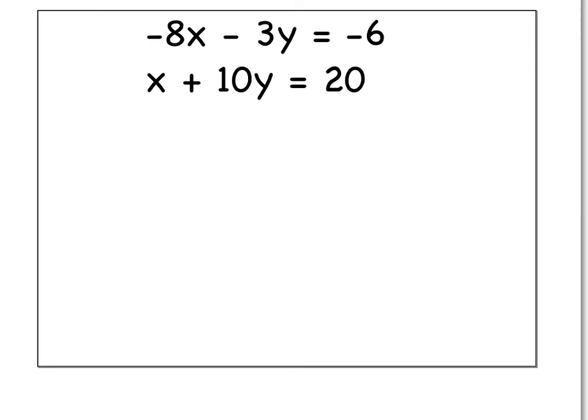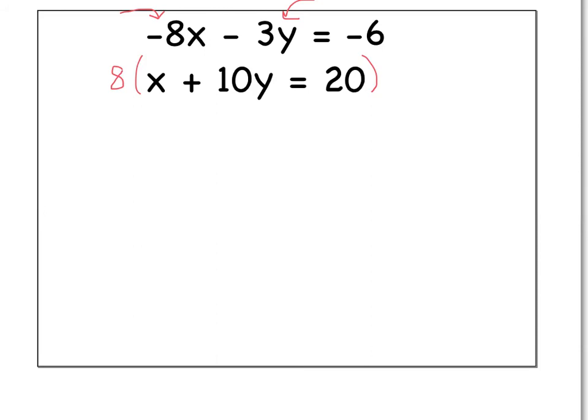When we look at the sixth problem, what I notice is that we do not have opposites with our x's, and we do not have opposites with our y's. So what has to happen now is we have to create the opposites. When I look at my x's, I have a negative 8x on top. If I wanted to create the opposite of negative 8x, I would need a positive 8x. And in order to create that, the bottom equation would have to be multiplied by 8.